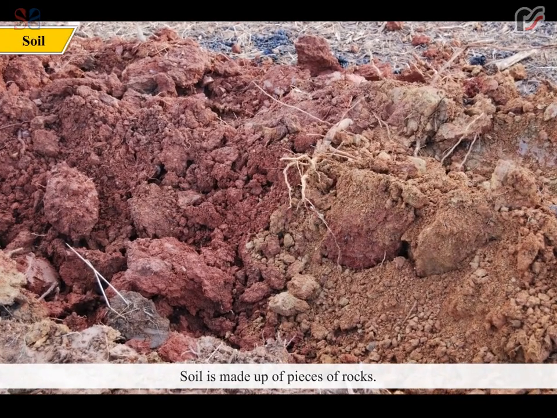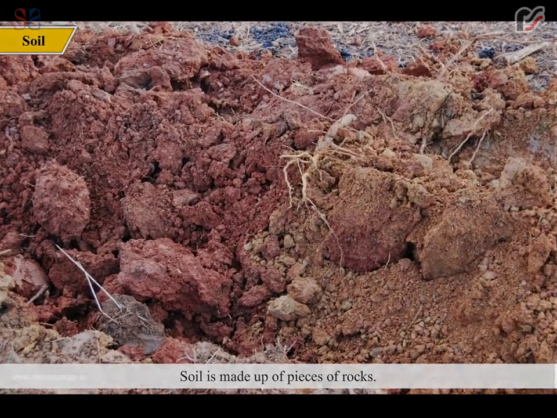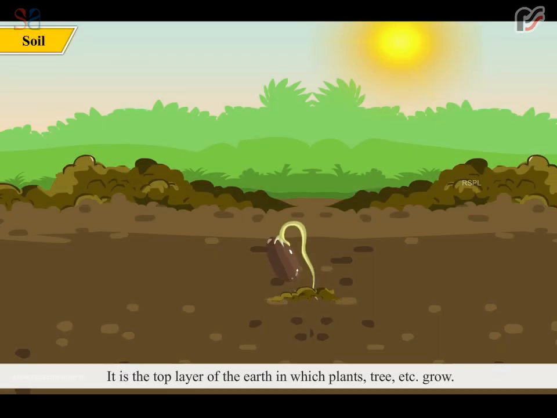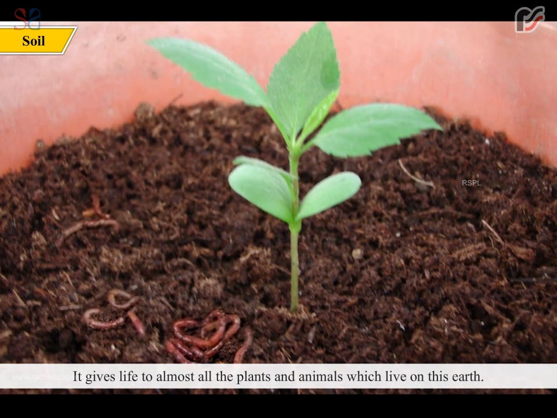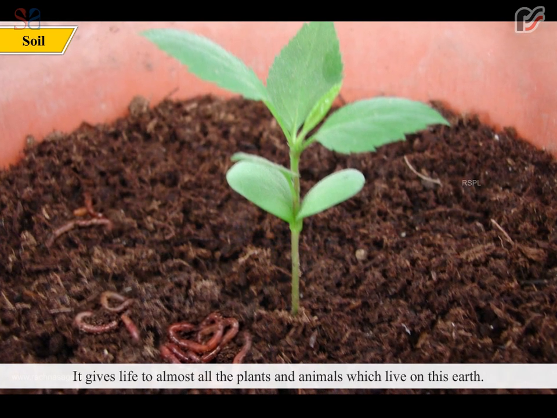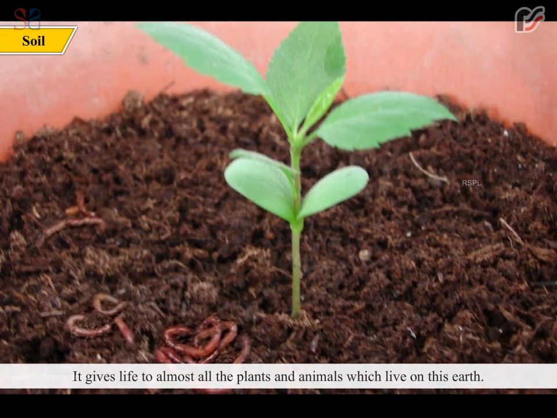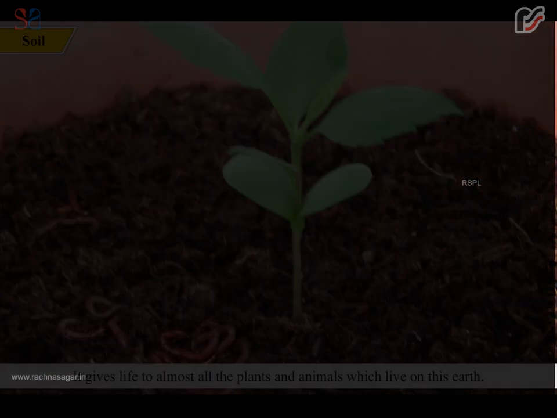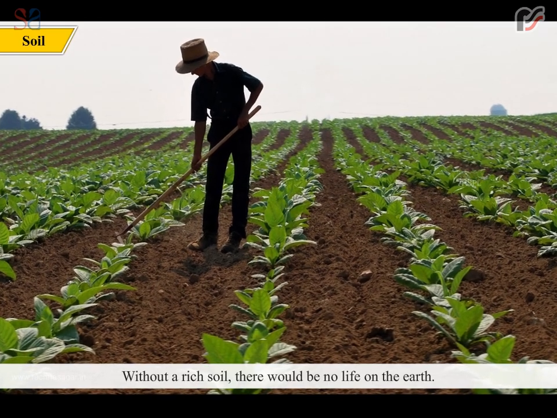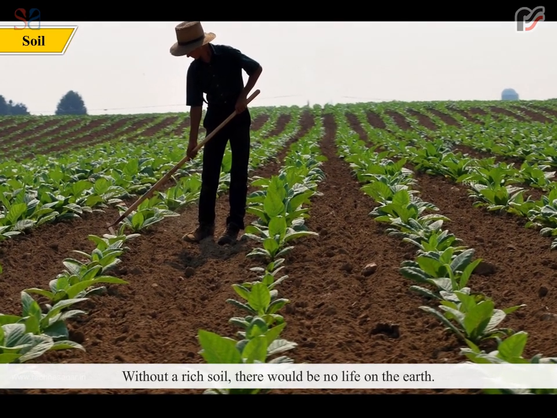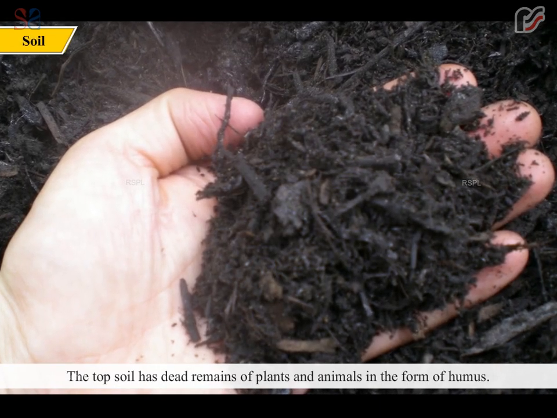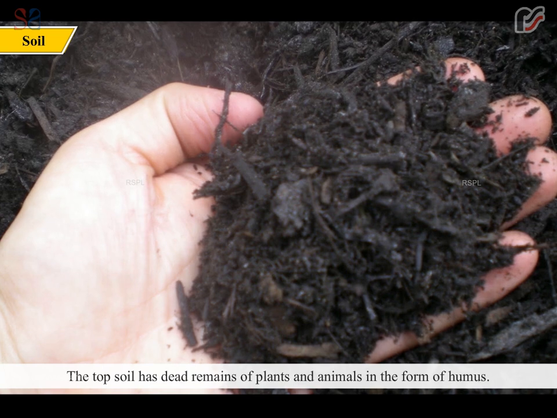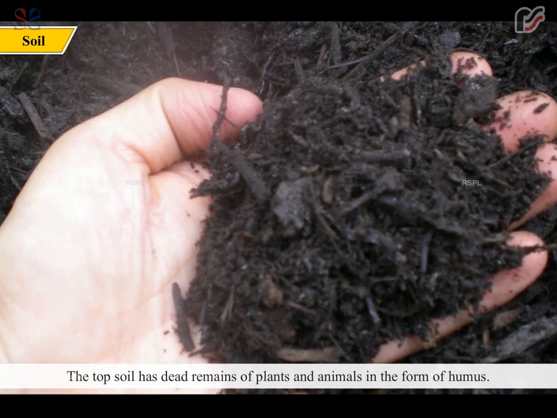Soil is made up of pieces of rocks. It is the top layer of the earth in which plants, trees, etc. grow. It gives life to almost all the plants and animals which live on this earth. Without a rich soil, there would be no life on the earth. The top soil has dead remains of plants and animals in the form of humus.